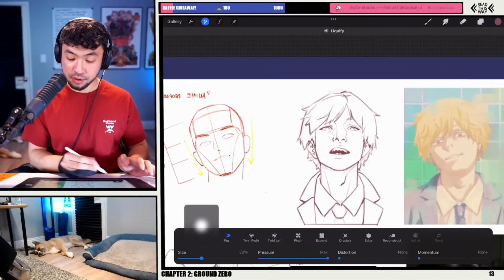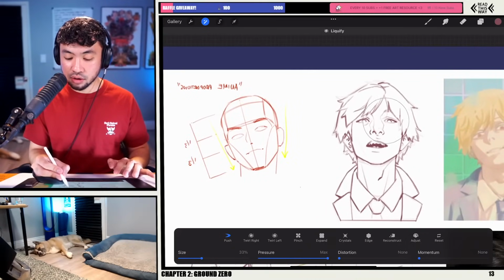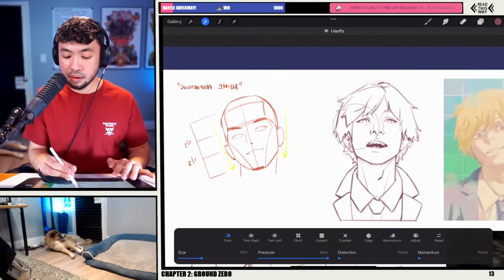I want to give him some more volume on this side. And then I want to kind of shift the eyes a little bit there.